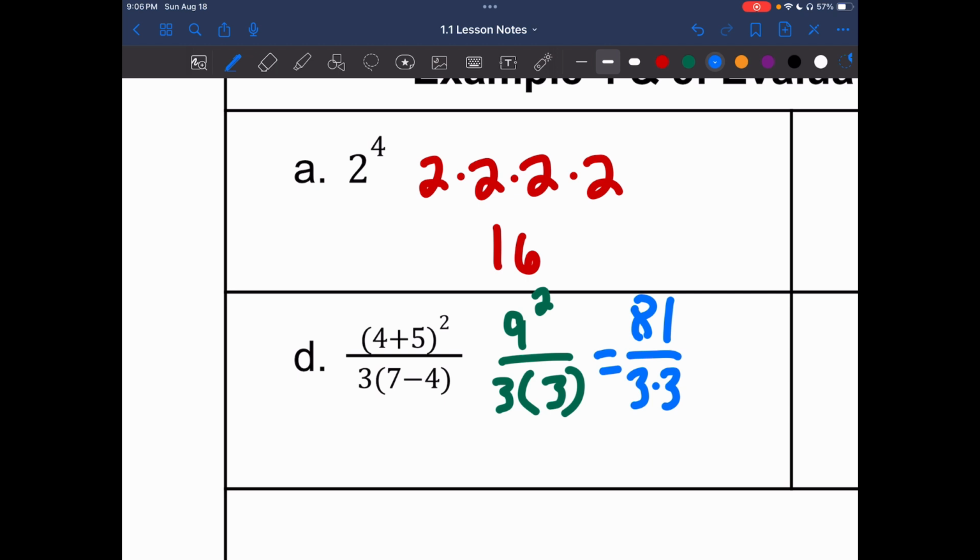So now in our denominator, we still have 3 times 3. And so now we're going to move forward. We're going to simplify the denominator, right? Because we need to get rid of this fraction. So we're going to have 81 over 3 times 3 is 9. And when we simplify, 81 divided by 9 is just going to be 9.